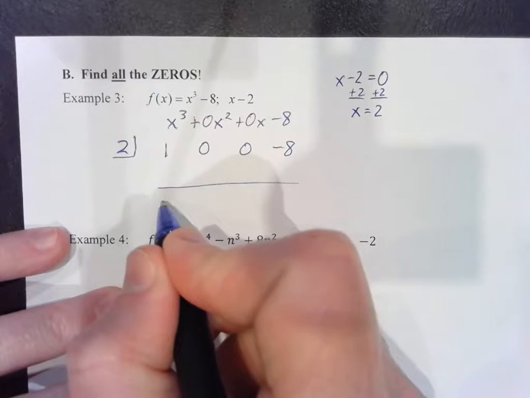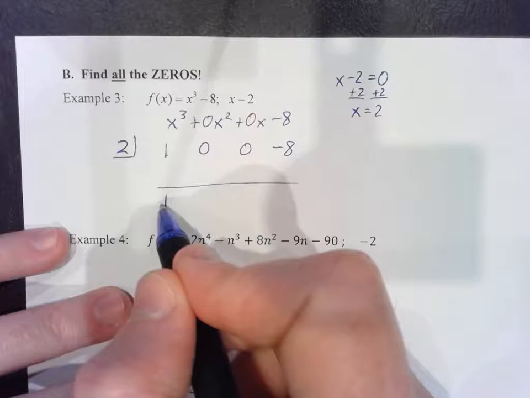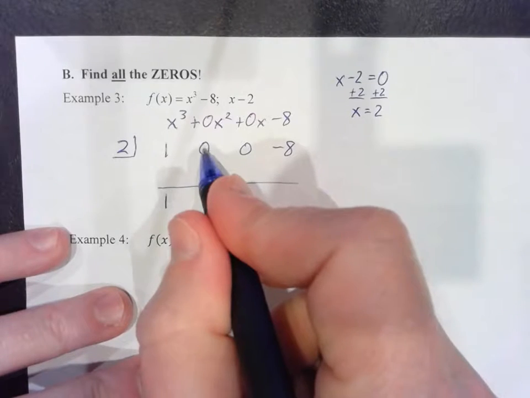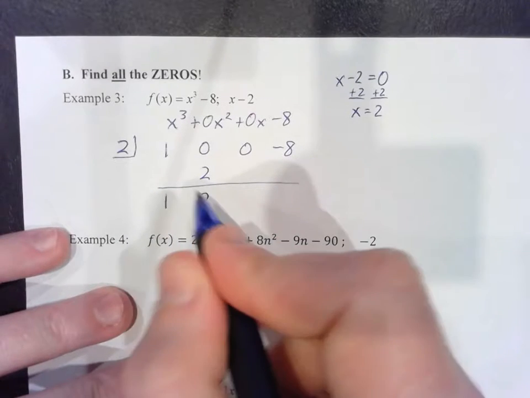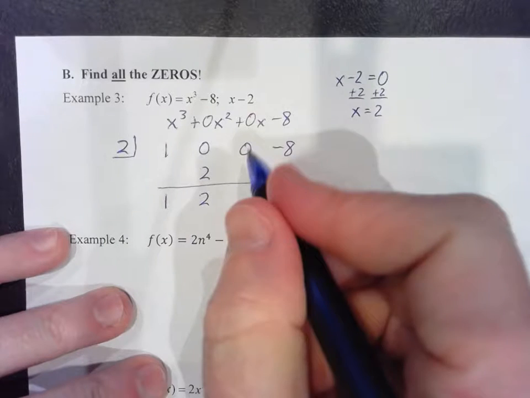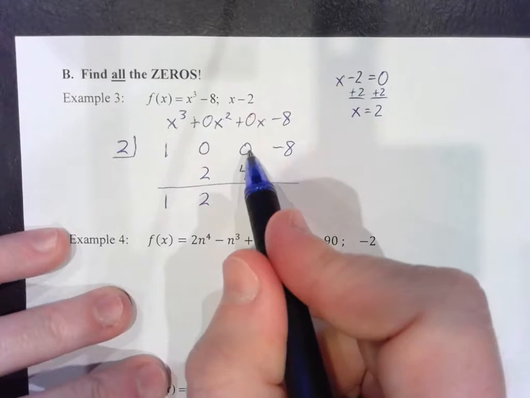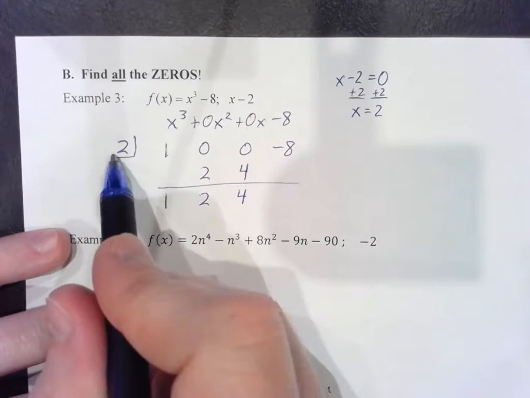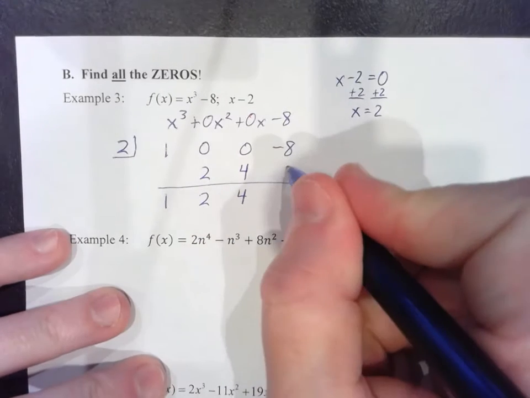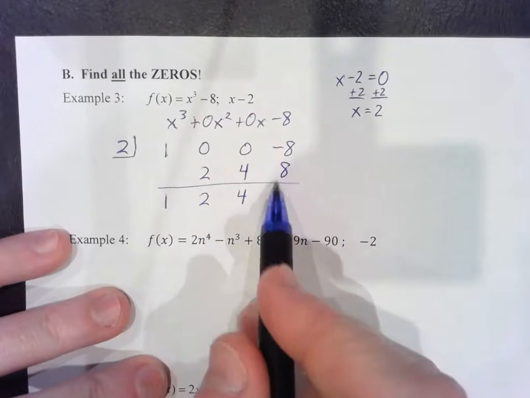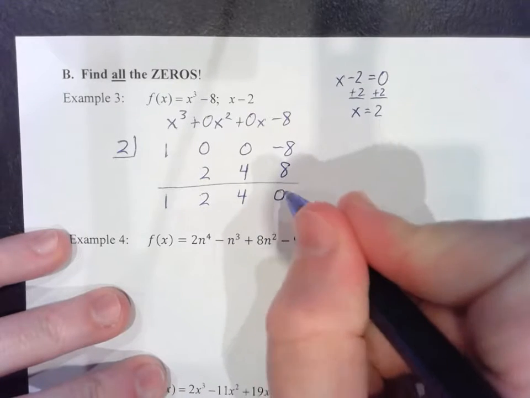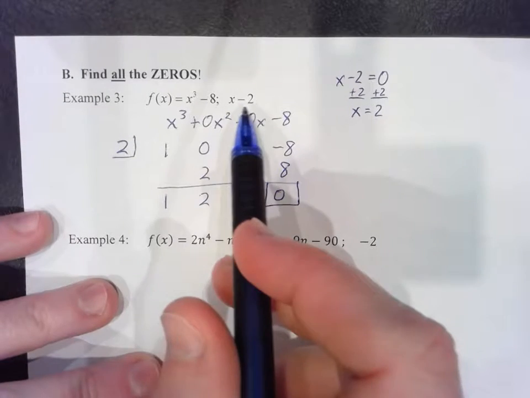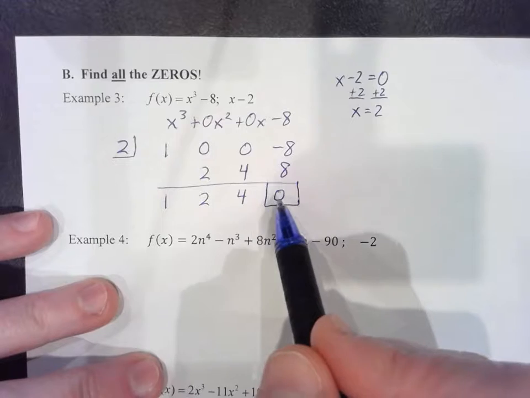First step is to bring down the 1, then multiply it times the 0, so 2 times 1 is 2. Add coming down, 0 plus 2 is 2. Multiply 2 times 2 is 4. Add coming down, 0 plus 4 is 4. Multiply that by 2, 2 times 4 is 8. And then add negative 8 plus 8 is 0. That final 0 tells me that x minus 2 is a factor, that 2 is a 0 of this polynomial.